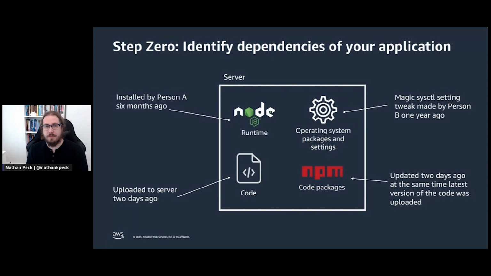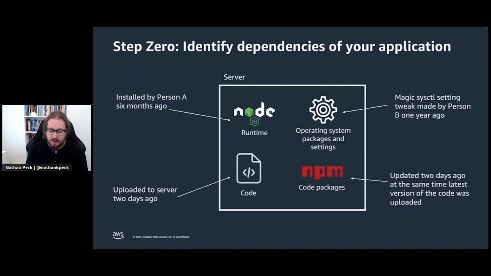If you look at a traditional application that lives on a server, it's not serverless yet, it usually has a characteristic of being built out of layers of changes that have happened over time. So here we have a server that's sitting there in the cloud, or maybe even in an on-premise data center, and it has different things installed on it. Let's say it has a version of Node.js runtime that was installed by one person 6 months ago. It has a sysctl setting that was made to tweak network performance by another person a year ago. And then it has code and code packages that were uploaded, hopefully at the same time, maybe even at different times though.